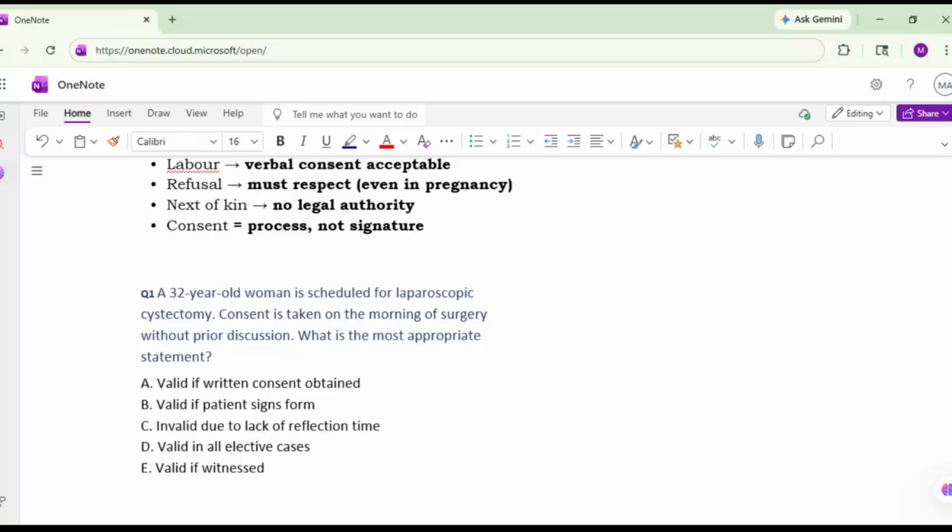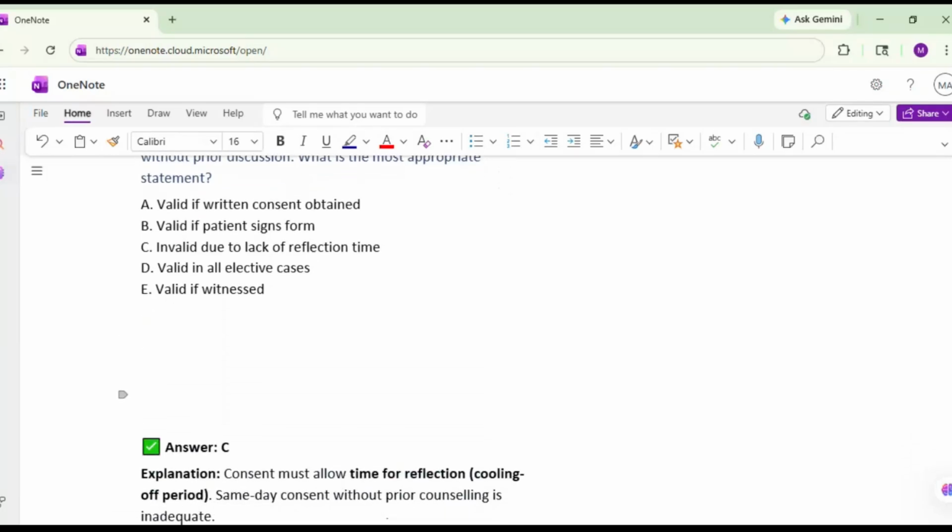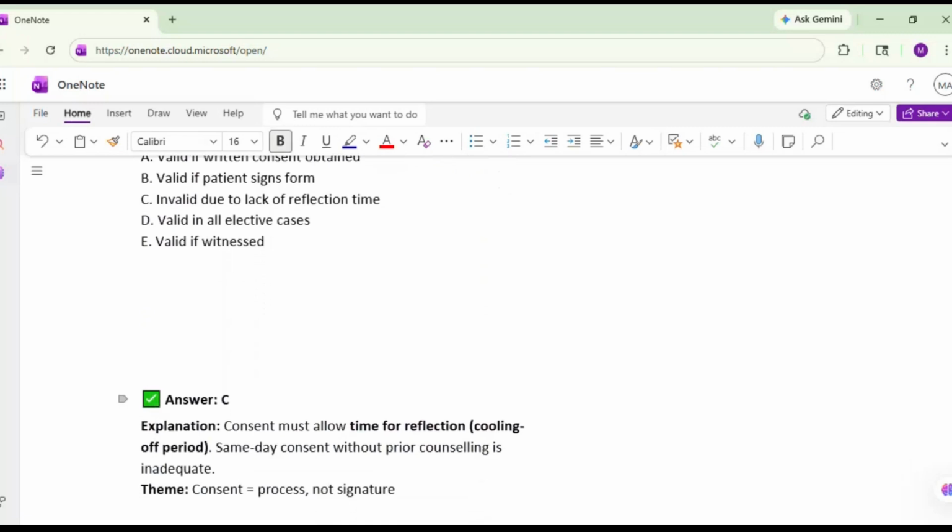Yes, and practically here is a problem with the early recovery guidelines, because we are admitting the patient on the day of the surgery. However, there has to be adequate discussion in the pre-operative room as well as in the clinic. If this is not there, then the consent is invalid. You must allow time for reflection. That is the cooling off period. Same day consent without prior counseling is inadequate.